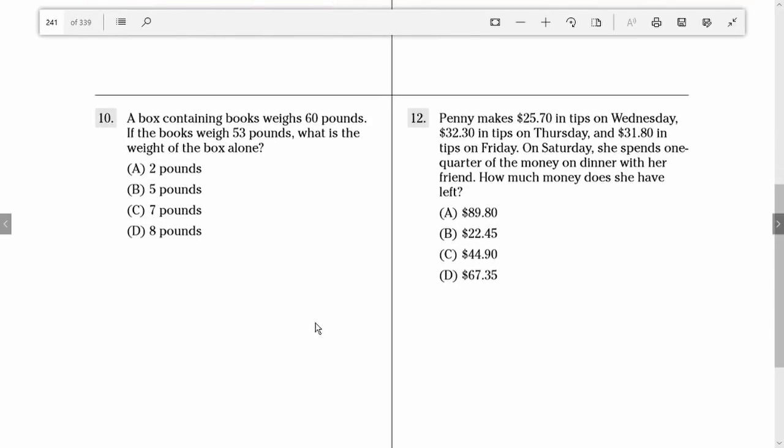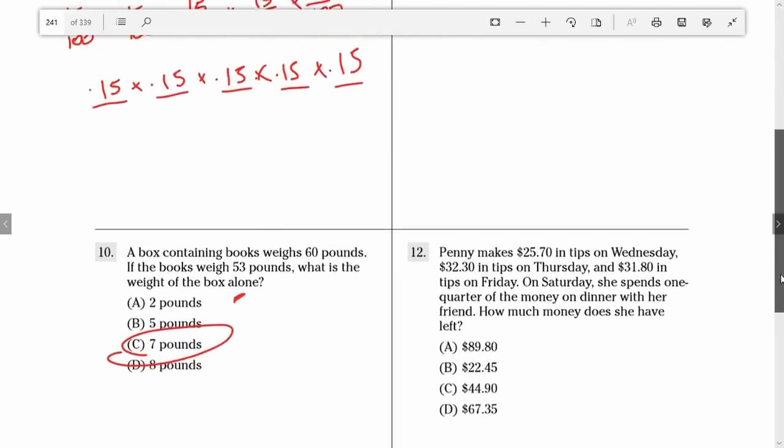Okay, number 10. A box containing books weighs 60 pounds. If the books weigh 53 pounds, what is the weight of the box alone? 60-pound box full of books. Books weigh 53 pounds, so we know the box weighs 7 pounds. A simple problem. Not much to explain on that one.